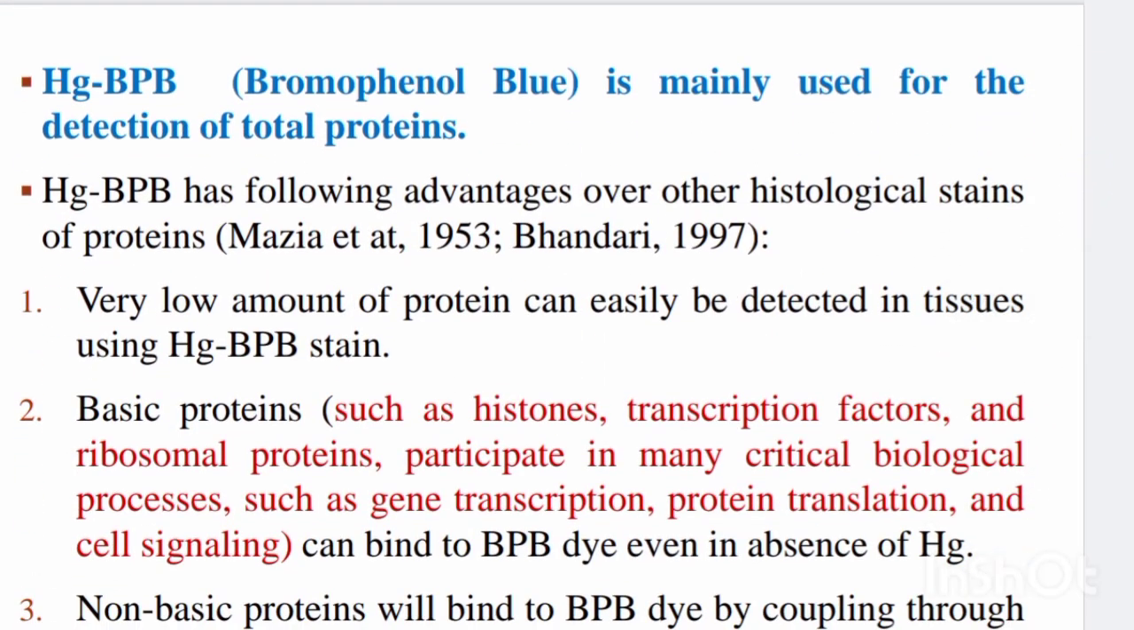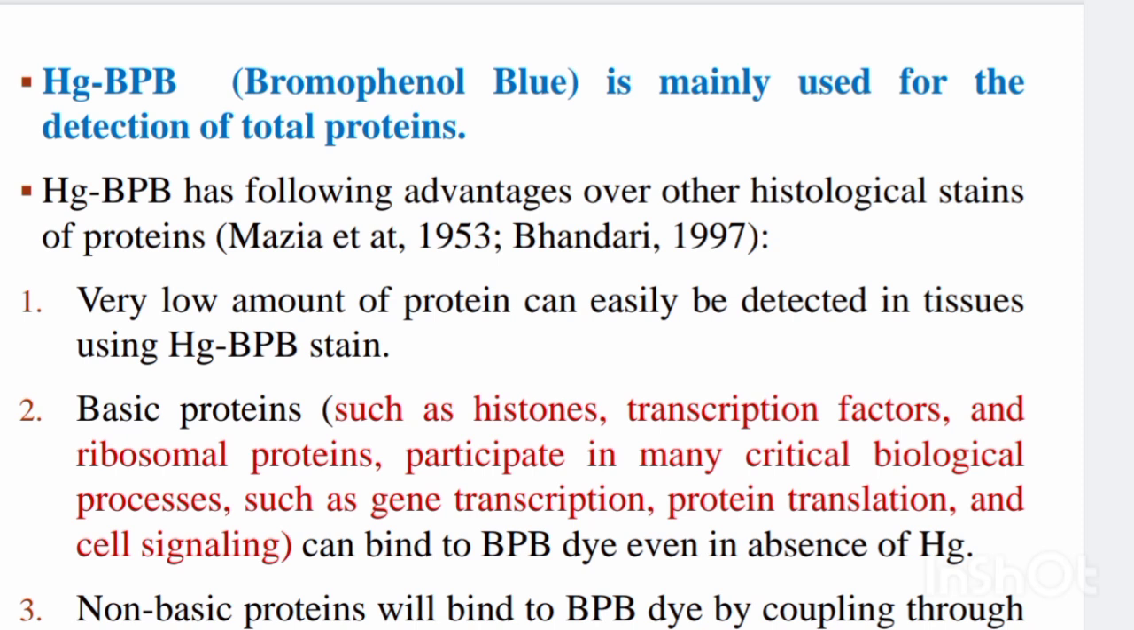Mercury Bromophenol blue is used for the detection of total proteins including glycoproteins. And if we talk about the advantage, we can identify even a very little amount of protein in a sample by using the mercury Bromophenol blue stain. Basic proteins like histones, transcription factors, and ribosomal proteins bind to Bromophenol blue dye even in the absence of mercury. If we use only Bromophenol blue, not mercury Bromophenol blue, basic proteins can easily bind with the Bromophenol blue.